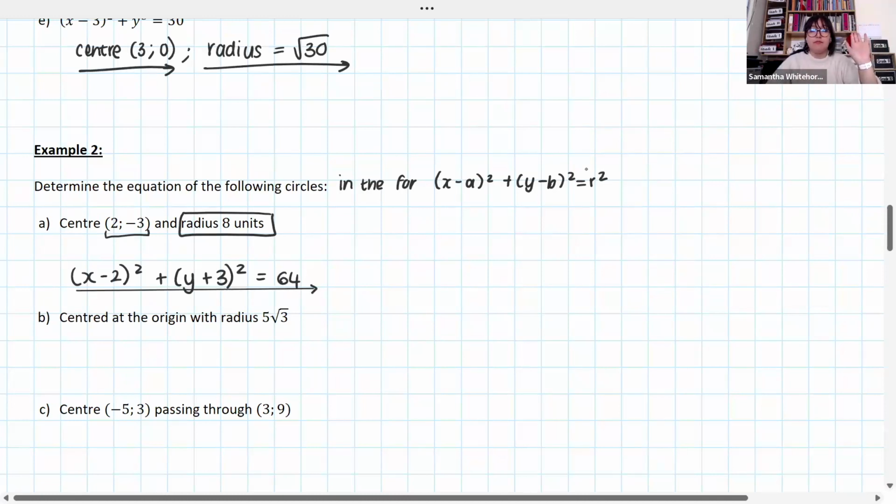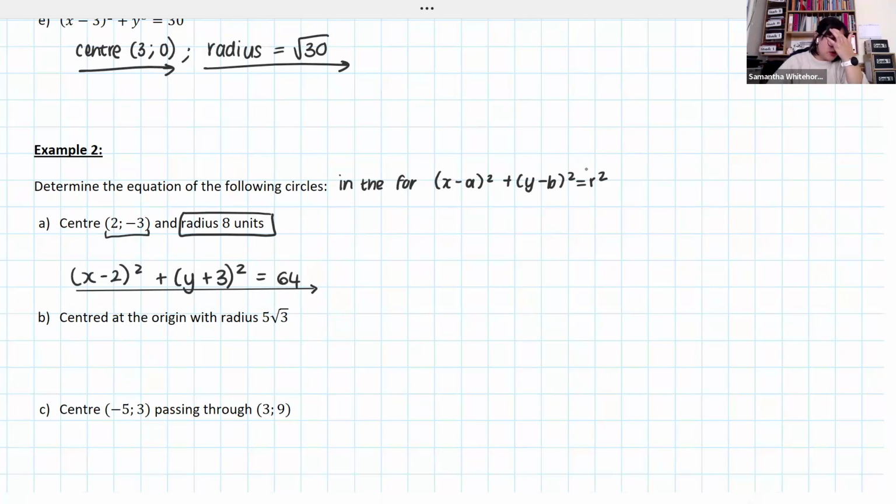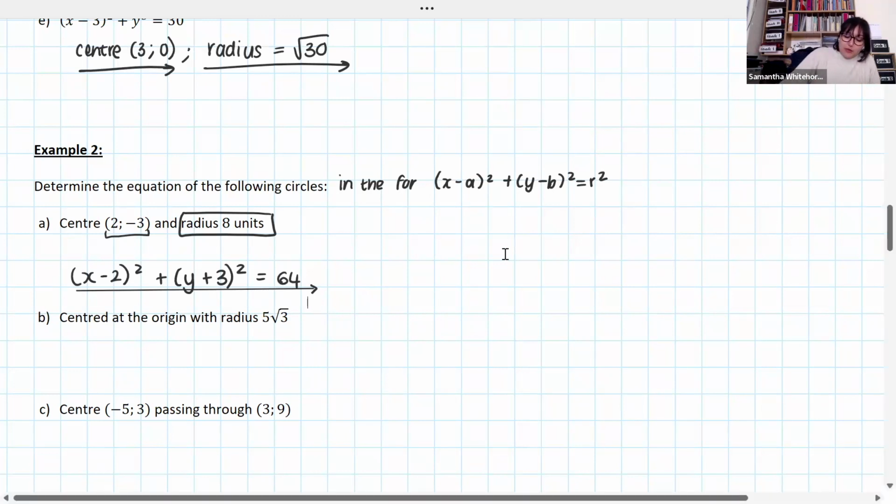Nothing tricky. We are substituting straight into our circle equation. We're just remembering that the center's coordinates should be the opposite sign, and that we need to square our radius length. Okay, so when we get to something like question B, this shouldn't be too tricky.